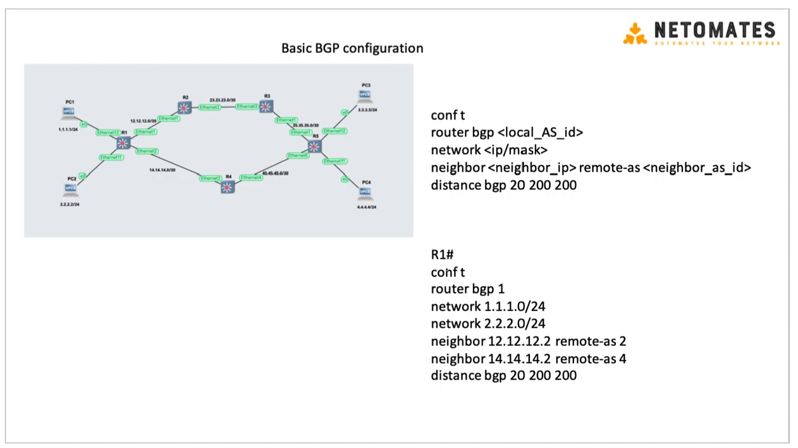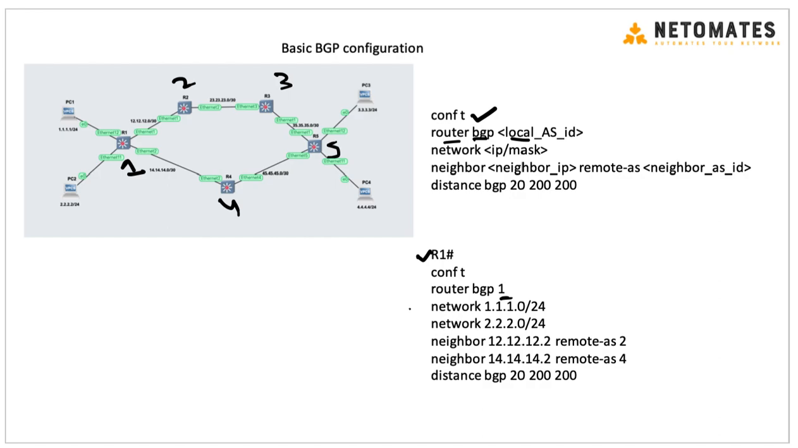So let's see what the basic BGP configuration is. We go to configuration mode, then we type router BGP. Then we need to give the router an autonomous system ID. Suppose we are on R1. I am using autonomous systems based on the router number just to make it simple. So this one will be AS1, AS2, AS3, AS4, AS5. So the local AS number is 1.